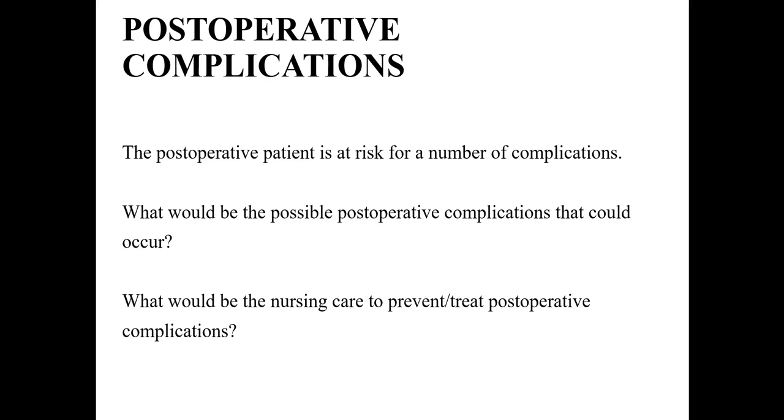Fluid volume. You want to make sure they don't have any fluid and electrolyte imbalances, nausea, or vomiting. If a person's hypovolemic, they'll have a decreased blood pressure, decreased urine output, increased pulse rate, and increased respiratory rate. With hypervolemia, you'll have increased blood pressure and changes in lung sounds. You'll have crackles.